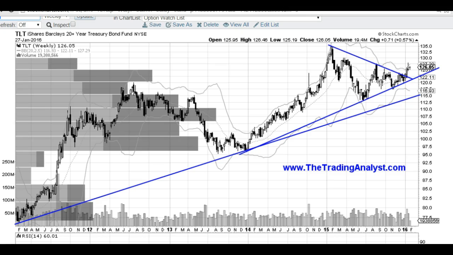thetradinganalyst.com. This is Taylor and we're going to take a look at the TLT weekly chart here.